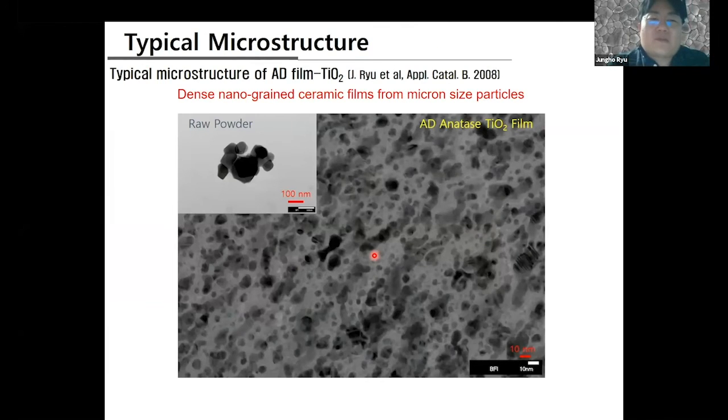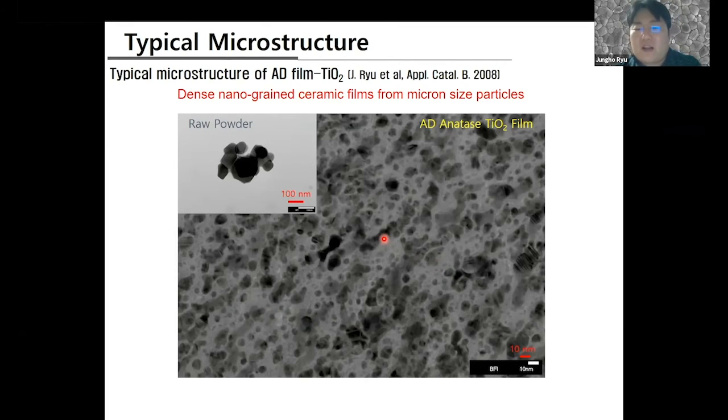Because of that mechanism, the typical microstructure of an aerosol deposition film is like this. This is a titanium oxide film, which we worked on like 10 years ago when I worked on photocatalysts. We are spraying micron-size particles, and then we can get this kind of typical nanostructure, the microstructure. You can see here the scale bar is 10 nanometers. The black parts are crystallites. The white areas are a highly disordered glass-like phase, like an amorphous phase. So small grains are dispersed very uniformly inside the amorphous matrix.